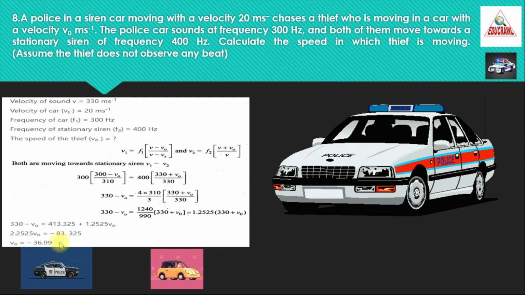So V0 is equal to minus 83.325, the whole divided by 2.2525, which is nothing but 36.99. So the velocity of the thief is 36.99 meter per second.